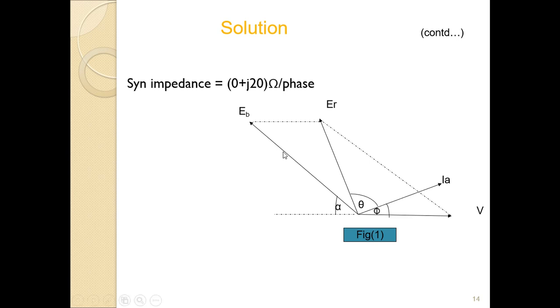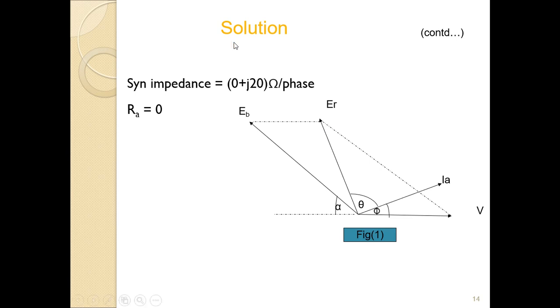This is the vector diagram. As we told, phi is leading, so the armature current IA leads the supply voltage. So it is coming above the V axis. Why? Because it is leading. If it is lagging, it comes below the vector V. If you require ER, it is the vector sum of EB and V, that will give ER.